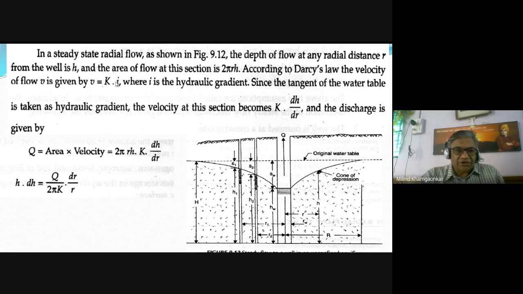So therefore the velocity is equal to k into dh by dr, and then discharge is given by Darcy's formula, area into velocity. Area we have found out is twice pi r h, into velocity k into dh by dr. So discharge q is equal to twice pi r h k into dh by dr. Okay, so this equation can be rearranged, and we could see that h into dh is kept on one side and all the remaining values on the other side. So therefore h into dh is equal to q upon twice pi k into dr by r.